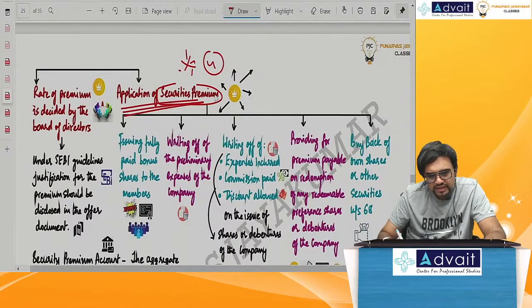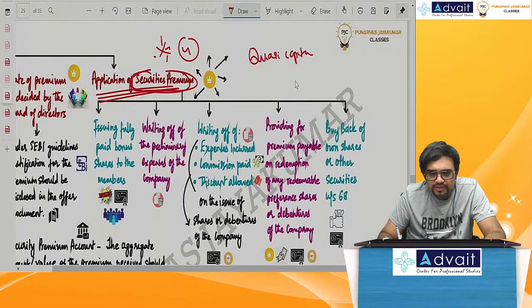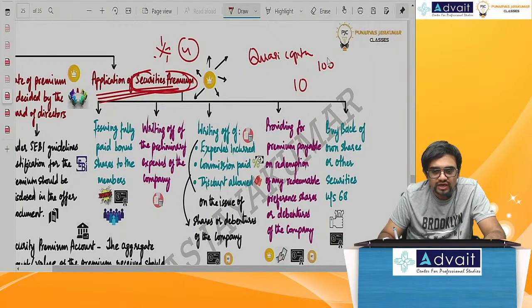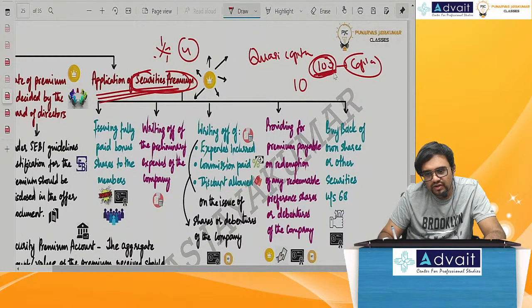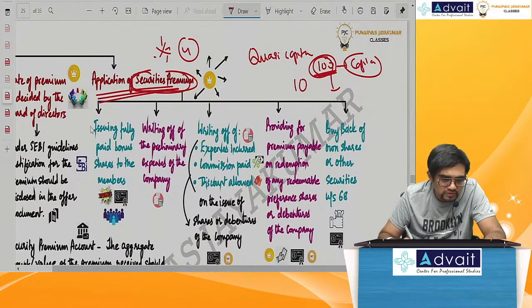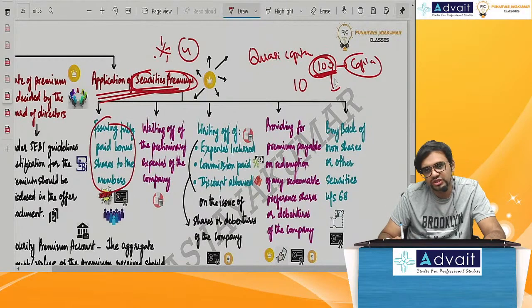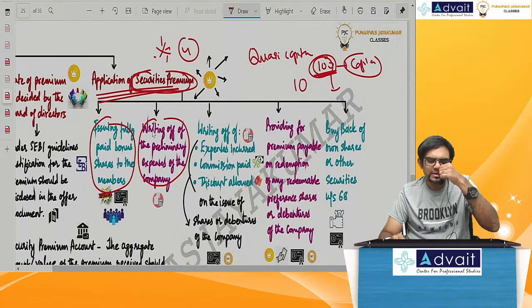We need to understand that securities premium is nothing but a quasi capital. Means what? It is like a capital only. Basically the share price will be 10, but you are charging a premium of 100 more. This 100 more is the extra capital that you are getting. So obviously you can use this capital only to knock off capital. What are the other forms of capital? One is what? Issue fully paid bonus shares. Second one is what? Write off preliminary expenses of the company.